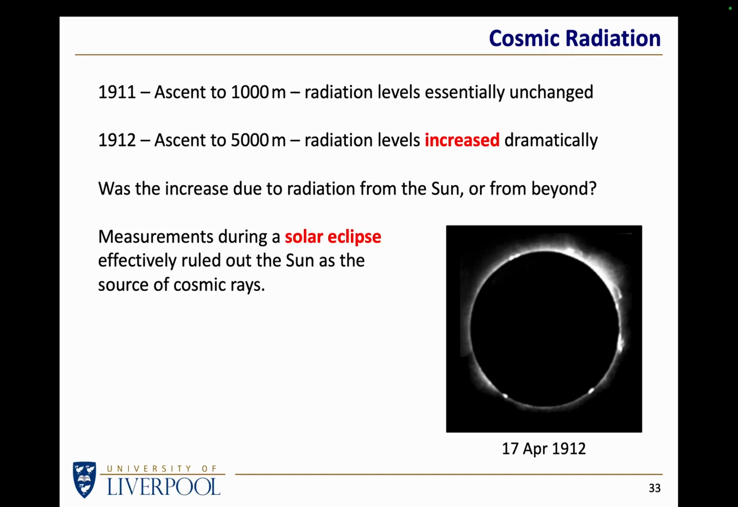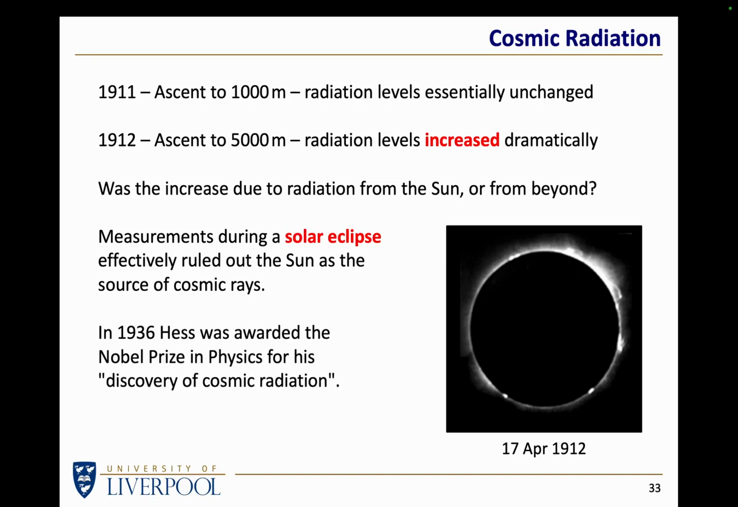He determined that the sun was not the source of radiation. In other words, it didn't make any difference if you take the data during a solar eclipse or not. The radiation is cosmic. It is coming from outside of the solar system. The sun is not the origin of, certainly not most. It might be partially responsible for some of the radiation, but most of it is coming from outside the solar system. In 1936, Hess was awarded the Nobel Prize for the discovery of cosmic radiation.